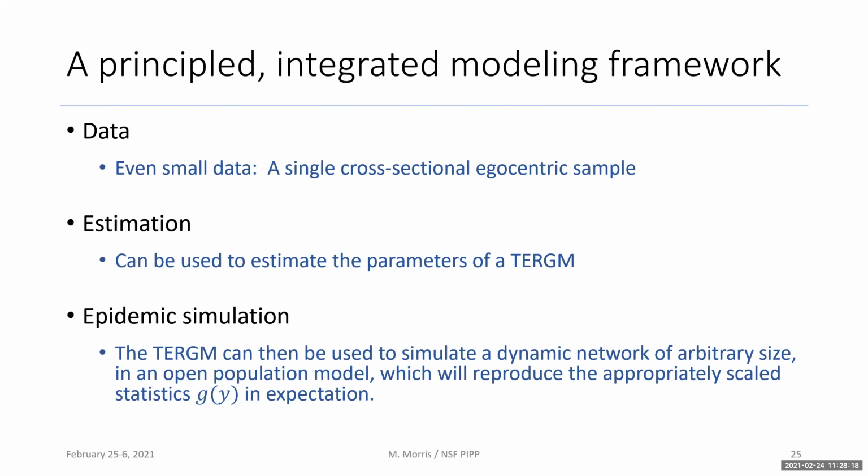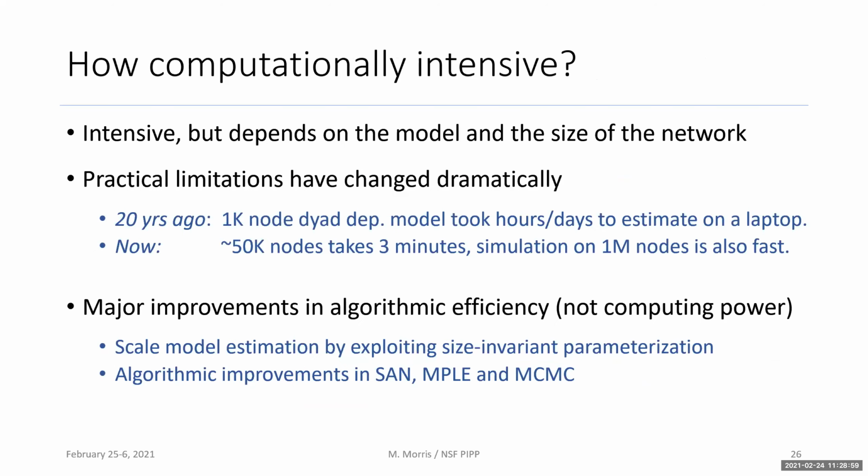So altogether, this becomes then a principled integrated modeling framework for data estimation and epidemic simulation, where you can use really small data, a single cross-sectional egocentric sample of, say, 2,000 nodes, which can be used to estimate the parameters of a reasonably complex ERGM, and then use that ERGM to simulate an epidemic across that network for a dynamic, complete network of arbitrary size in an open population, which you can guarantee will reproduce the appropriately scaled network statistics, your g of y terms, in expectation.